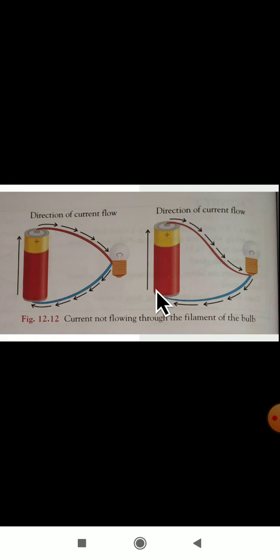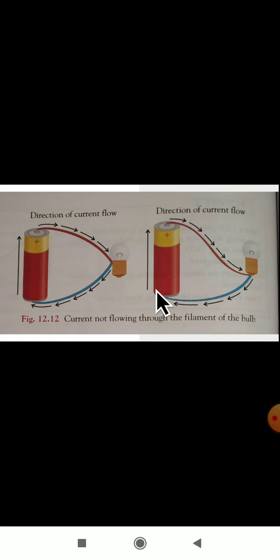Now let us study the four electric circuits. First we will see circuits A and B shown in figure 12.10, which was in the previous video class. On tracing the path of the current flow, one finds that current does not flow through the filament. You just see figure number 12.12 here. This is the reason that the bulb does not glow in the case of figures 12.12 A and B.